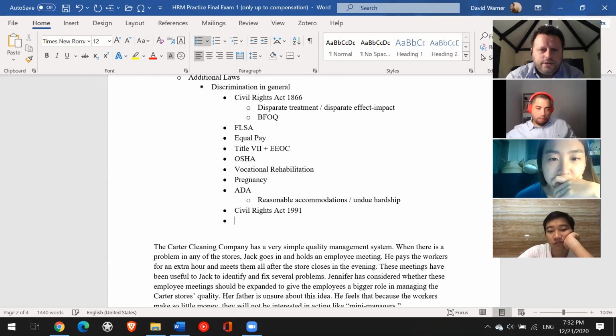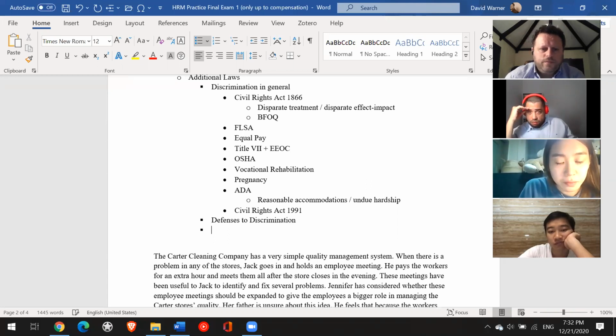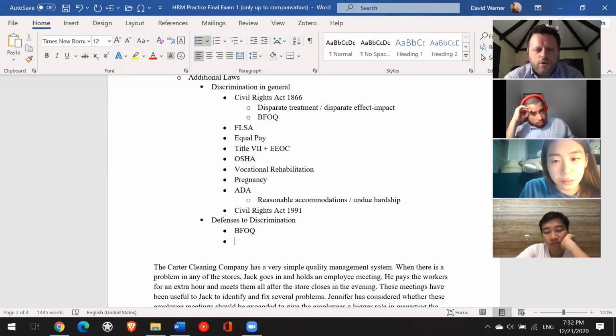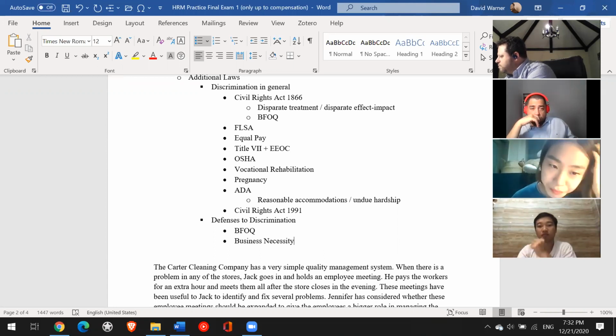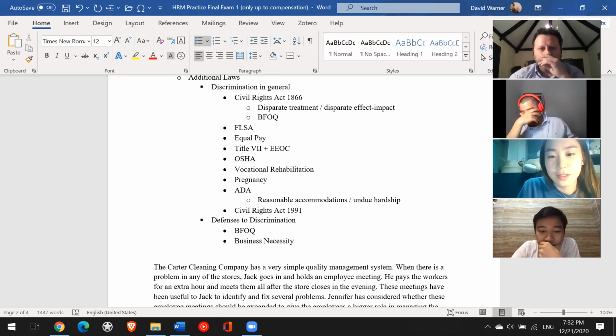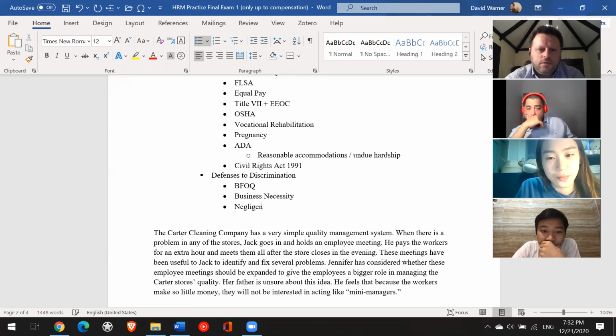And then I might describe defenses to discrimination. We have the BFOQ we discussed before, business necessity. Anything else? Well, I guess I'd put here negligent hiring torts.